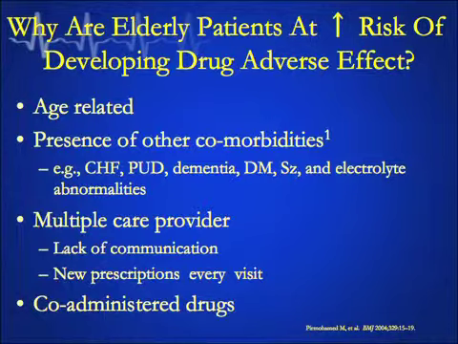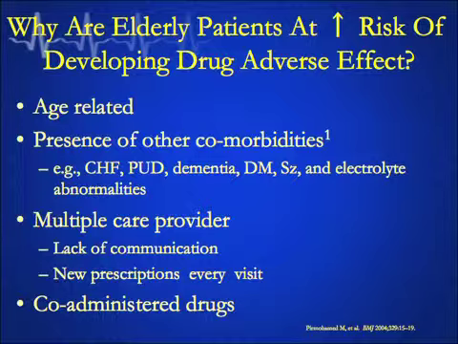Why do we have all these side effects from drugs? For many reasons. One thing is age-related. Of course, when a person ages, his or her physiology changes. There is a decrease in muscle mass. There is a decrease in metabolism of the drug. Decrease in volume of distribution and all these things.